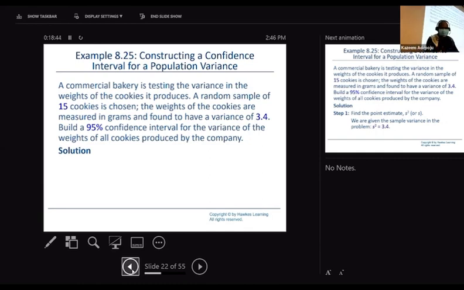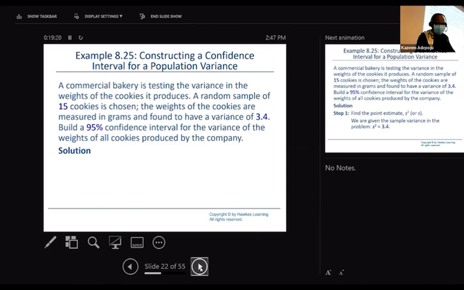A random sample of 15 cookies is chosen. Of course, a quality control officer will not carry out 100% inspection. They're only going to take a sample. Now here they're taking a sample of 15 cookies, but mind you, they're taking that randomly. They give equal chance to all the cookies. The weight of the cookies is measured in grams and found to have a variance of 3.4. They've already computed the variance. Build a 95% confidence interval for the variance of the weight of all cookies produced by the company.